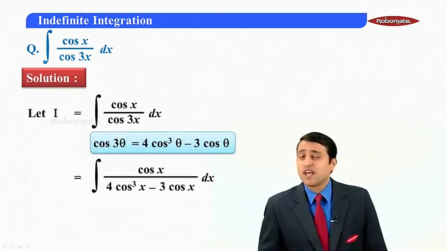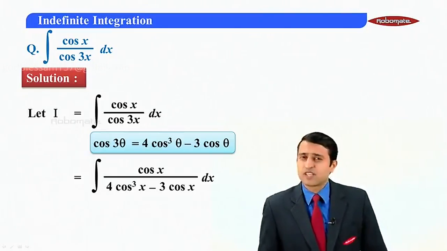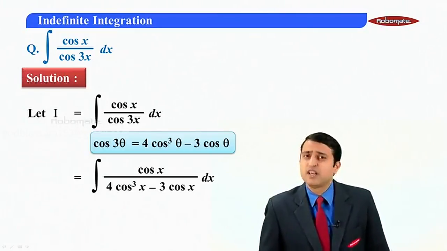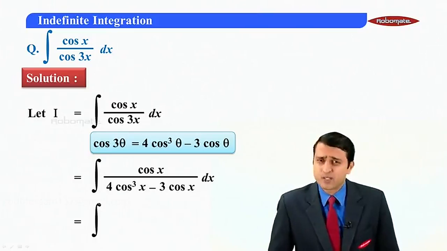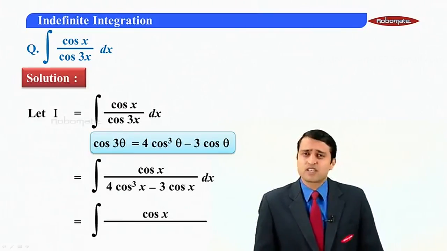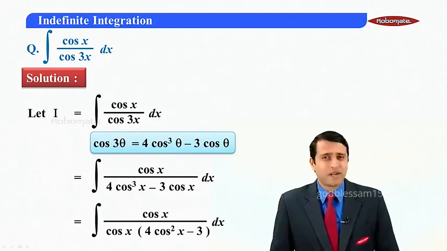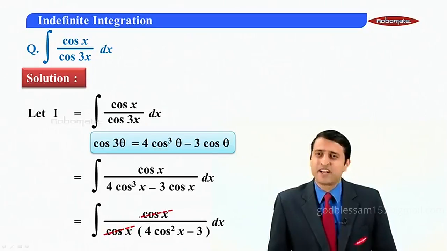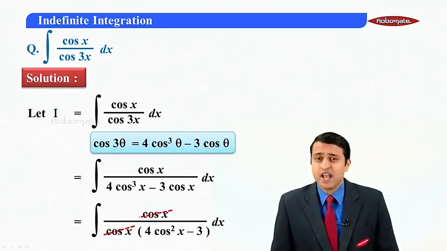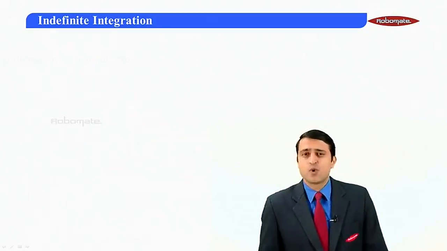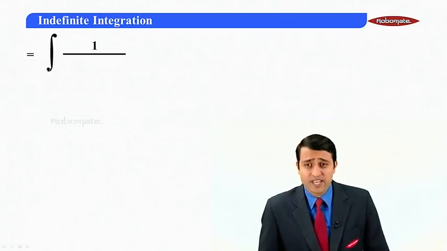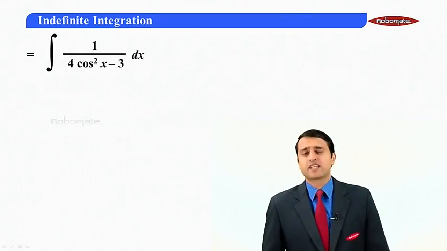Yes, my dear students. Now if you observe, there is a cos x common to the denominator. There is a cos x in the numerator as well. So let us write cos x upon, let's take a cos x common here. So we get 4 cos square x minus 3 dx. Now it's anybody's guess that cos x in the numerator and denominator will get cancelled. And so what is left with us is 1 upon 4 cos square x minus 3 dx.